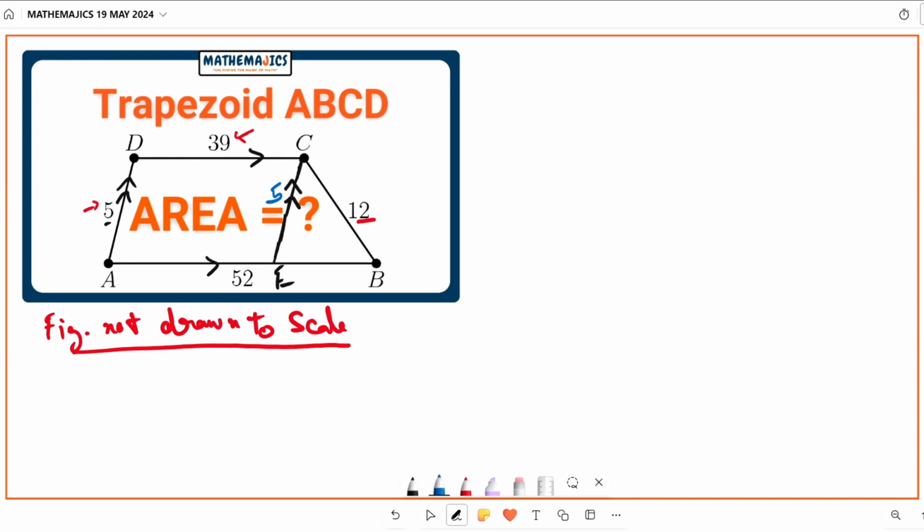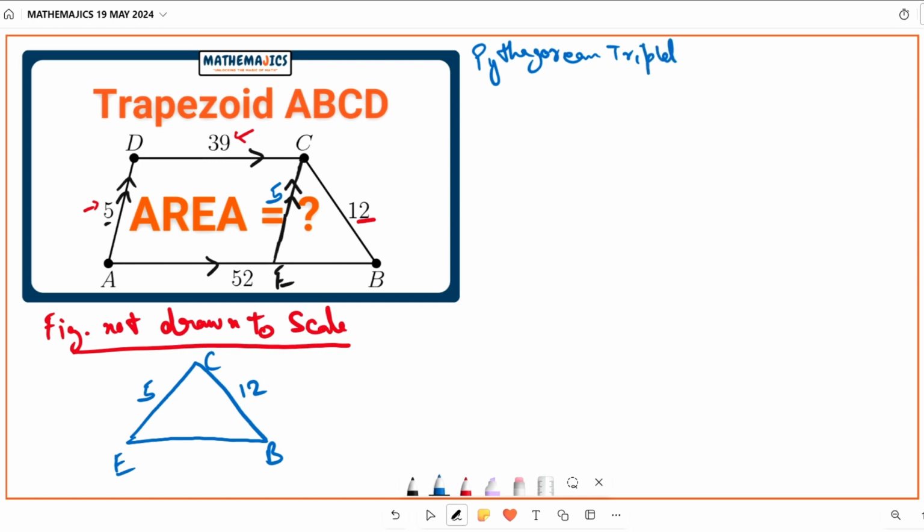Correct? Now, please understand, I'm drawing the figure CEB outside here. So if we have something like this, this is E, this is B, CB is 12, and this is 5. Now, do you remember Pythagorean triplets? One of the Pythagorean triplets is 5, 12 and 13. So we have 5 and 12, but we have 13 as well.